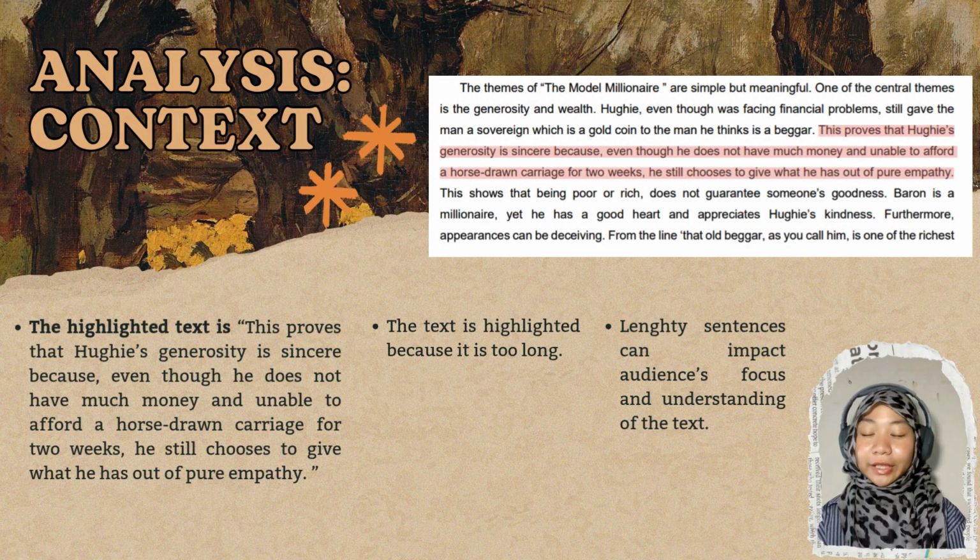Here, I'm going to be talking about the analysis that I did for the context. I have highlighted a certain text. The reason why I highlighted is because if you can see it, it is definitely too long. In this way, the length of the sentence can actually impact the audience focus and the understanding of the text. In a way, it will affect how the audience or how the reader interpret the text itself. So this will definitely disrupt their focus. Now we're going to move on to the next slide.